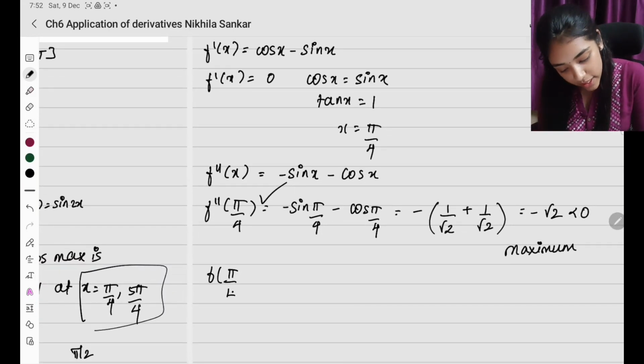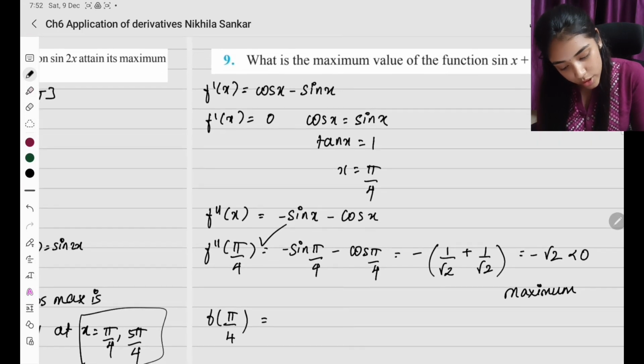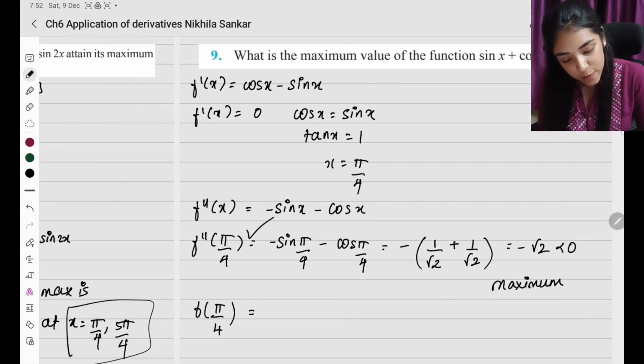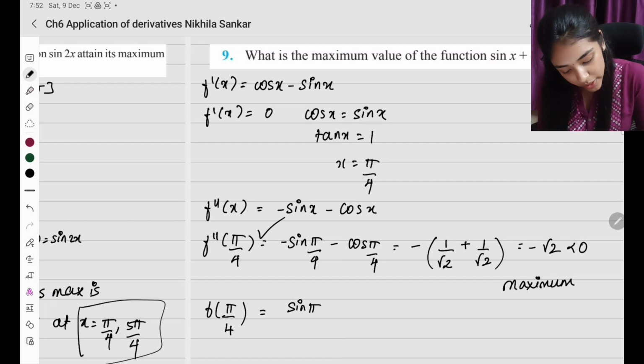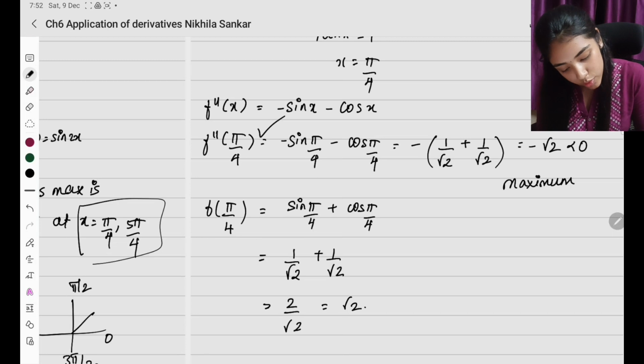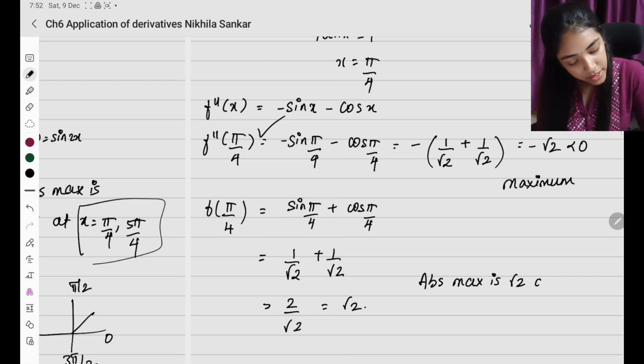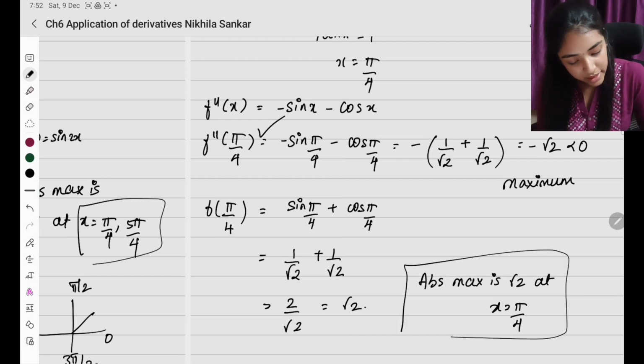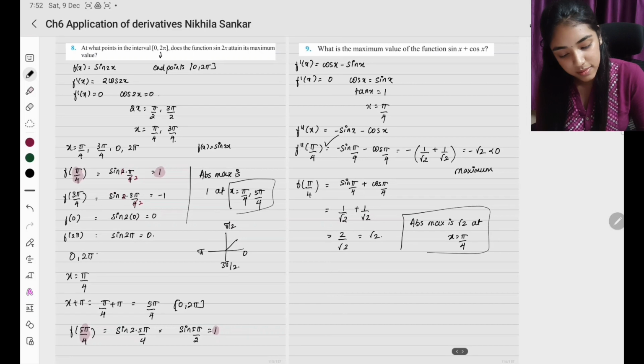What is it going to be? F of pi by 4 is going to be, when I substitute, since sin x plus cos x is the question, sin pi by 4 plus cos pi by 4. This is going to be 1 by root 2 plus 1 by root 2, 2 by root 2, which is root 2. So absolute maximum is root 2 at x equals pi divided by 4. So this is my answer. Okay, please copy.